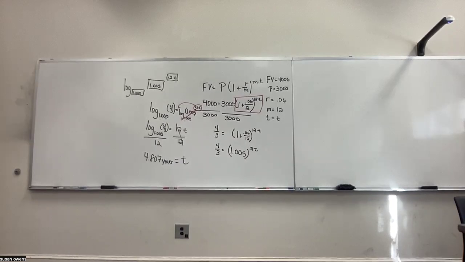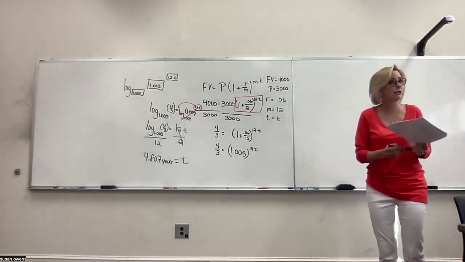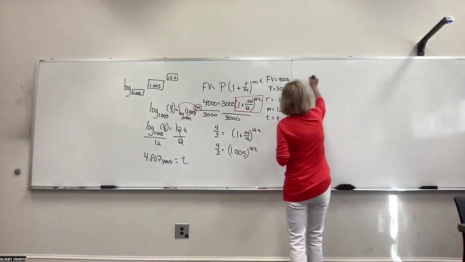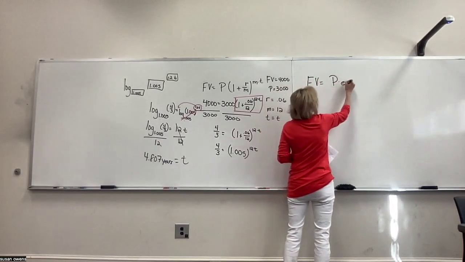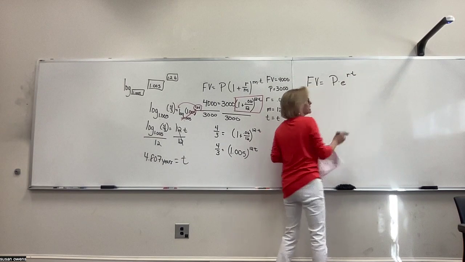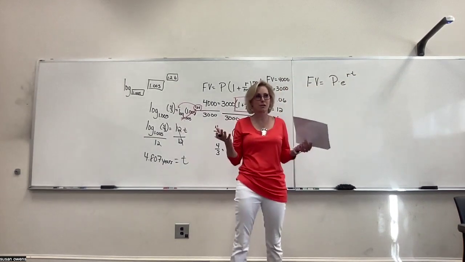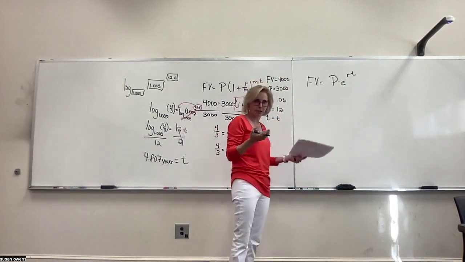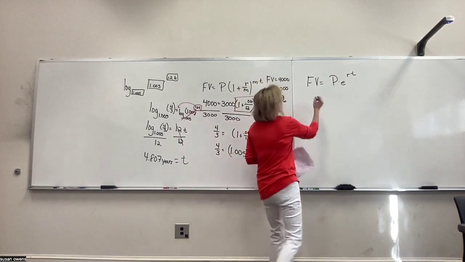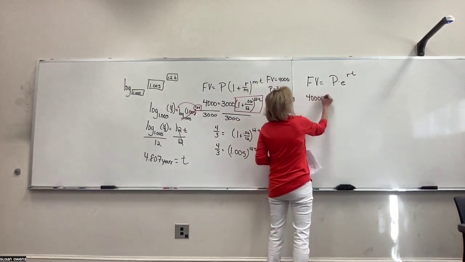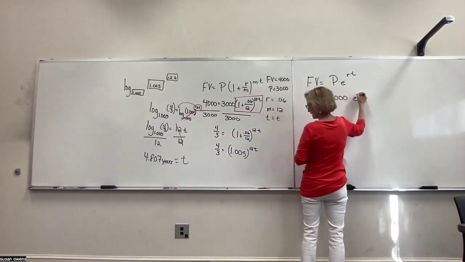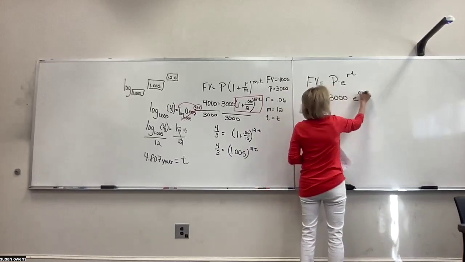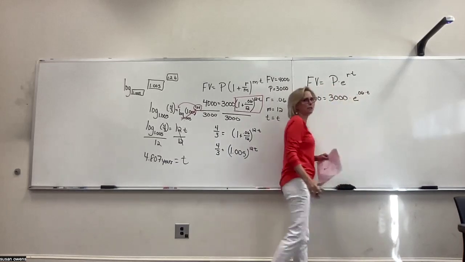Alright, good. So now we want to do the same problem, but we want to figure it out continuously. So this one, we're going to use future value is equal to principal times e to the r times t. Again, we're looking for t, so we're going to have to use some type of log. It's got an e, so I'm guessing it's going to be natural log. So I've got 4,000 is equal to 3,000 times e to the, what's my rate? 0.06 times t.